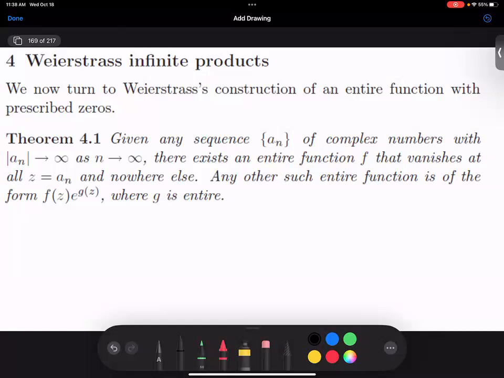Can e to the g of z ever vanish? No. g of z is some number. The only way e to some number can be 0 is if you put in negative infinity. That's not happening. So if g of z is holomorphic, e to the g of z is never going to be 0. So this is where we use that theorem from earlier in terms of trying to classify things completely.